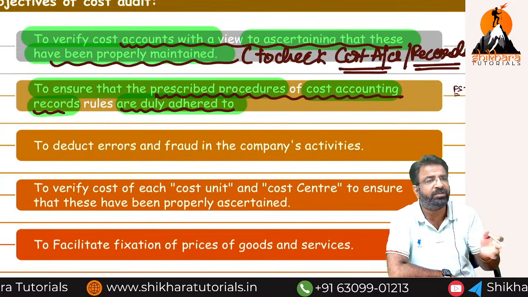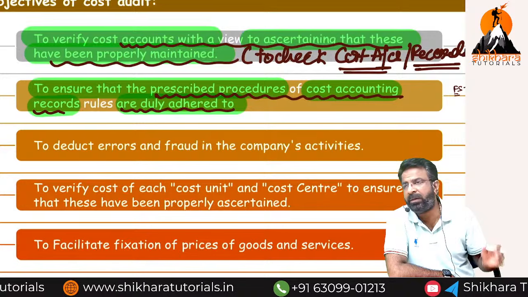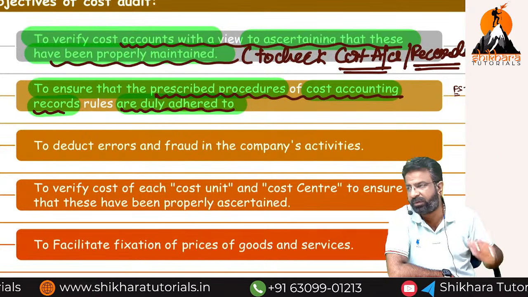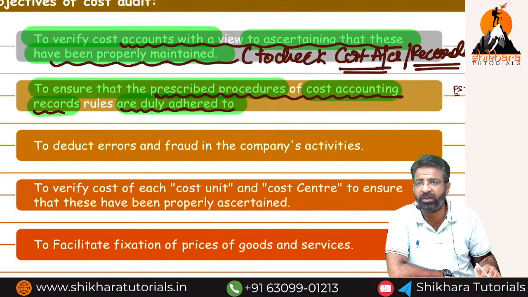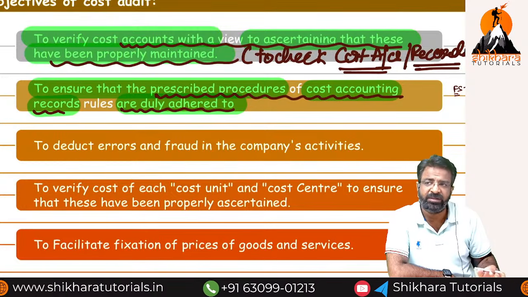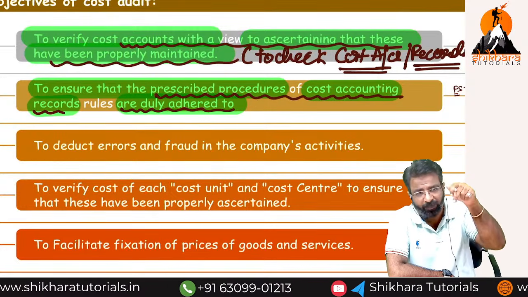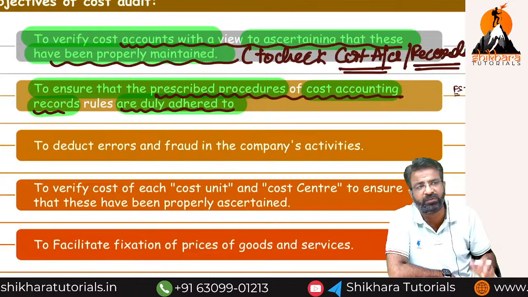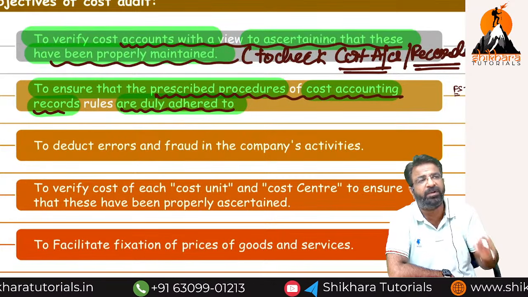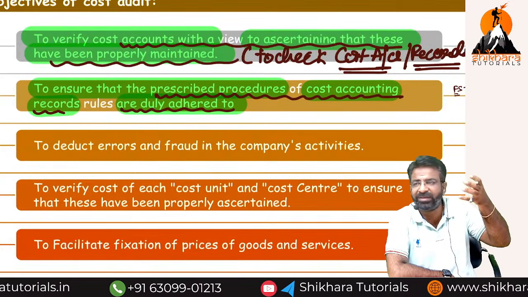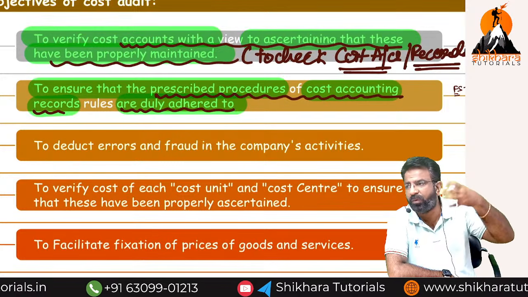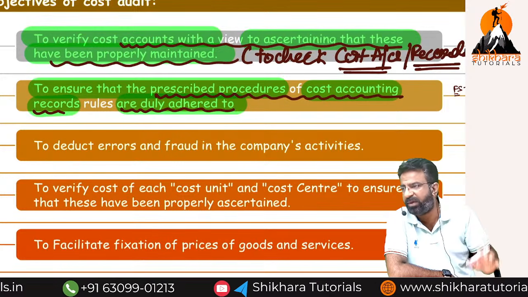Now tell me, what is the rule for intimating the cost auditor details to the central government? Form number what? CRA2. Within how many days? 30 days. We must appoint the cost auditor within how many days? 180 days. From the commencement of what? Financial year. So all these are known as cost accounting rules or CRA rules, whether properly being followed or not.